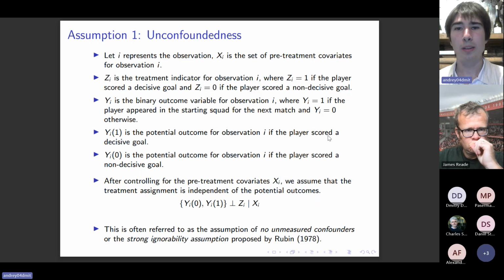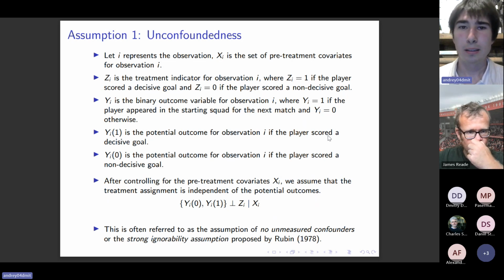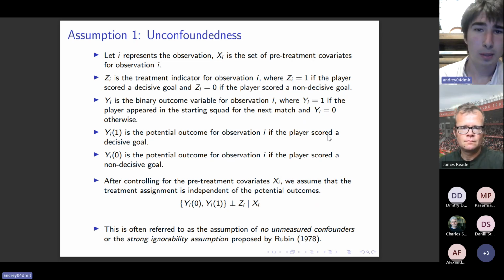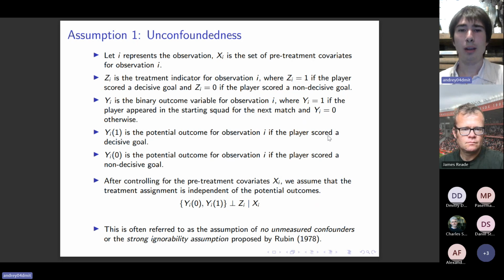Let e represent the observation and X_e is the set of pretreatment covariates for observation e. Z_e is the treatment indicator for observation e, where Z_e equals 1 if the player scored a decisive goal, and 0 otherwise. Y_e is the binary outcome, so whether a player appeared in the starting squad for the next match. And Y_e(1) and Y_e(0) are the potential outcomes for observation e if the player scored a decisive or a non-decisive goal.